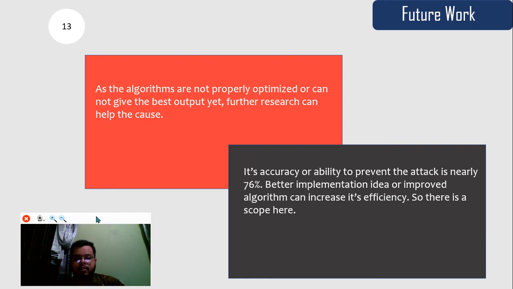And then the other is that the ability to prevent attacks of this paper is around 76% or better. A better implementation idea or improved algorithm can increase its efficiency. So there is a very big scope here to increase its efficiency and provide a much better output for wireless sensor networks actually.